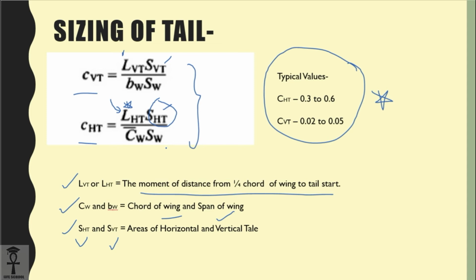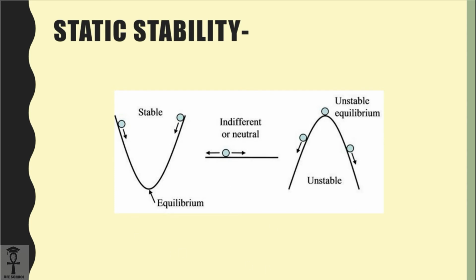After this sizing, I need to check for the stability, and before that I want you to know something about stability. So this is how we define stability. So basically there are three types of stabilities that we see. The first one is positive stability, the second is zero stability or neutral stability, and the third is negative stability.